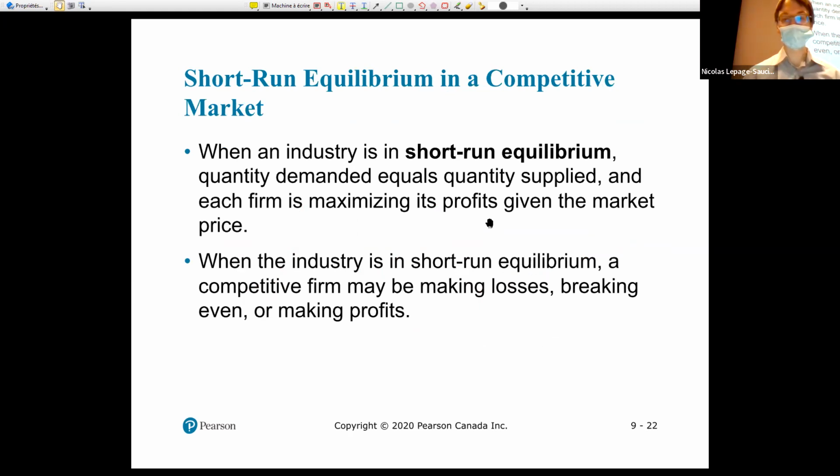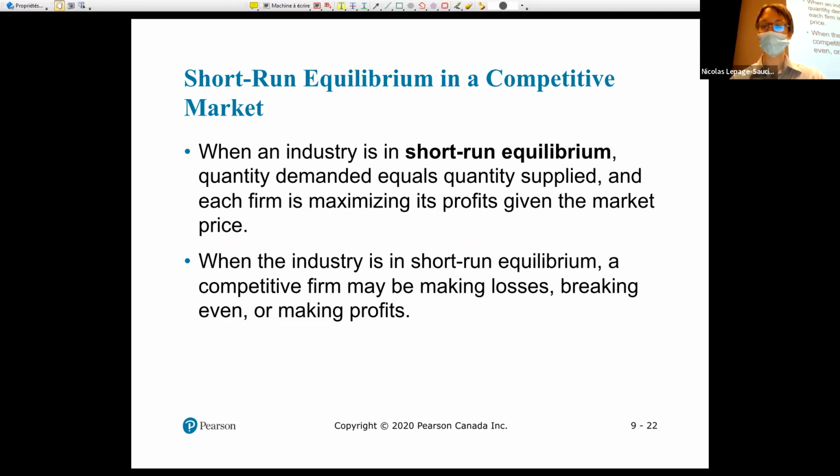All right. So when an industry is in short-run equilibrium, then the quantity demanded equals the quantity supplied. Each firm is maximizing its profit given the market price. So here you need to add this market demand essentially. Yeah, so when the industry is in short-run equilibrium, a competitive firm may be making losses, breaking even, or making a profit. And so we've just seen this.